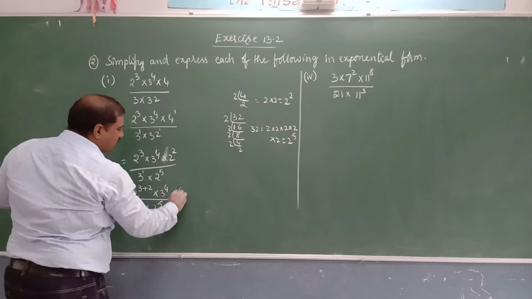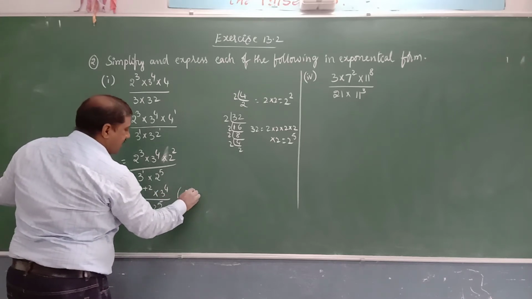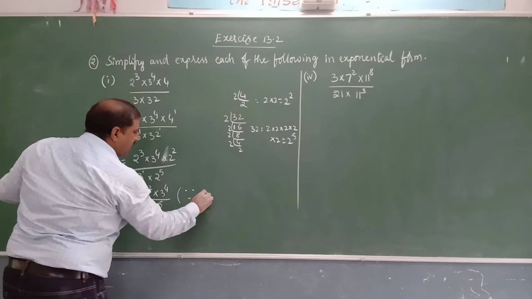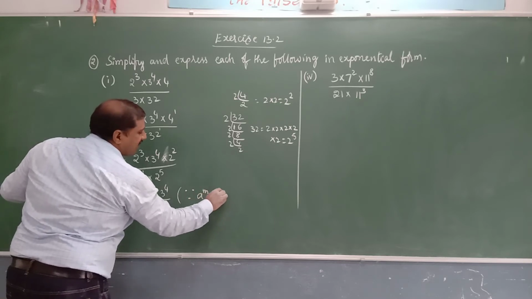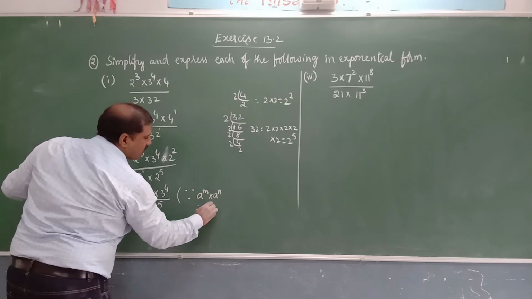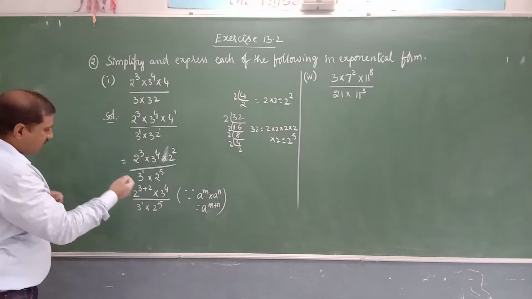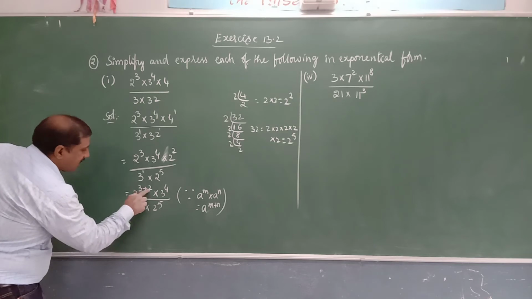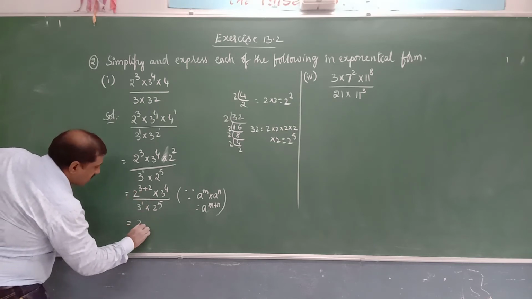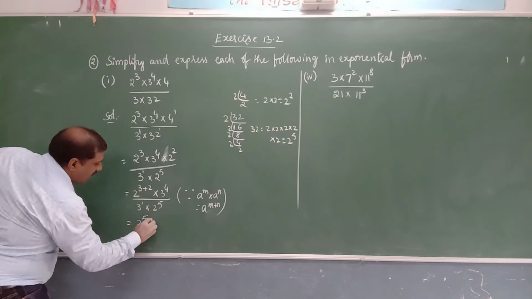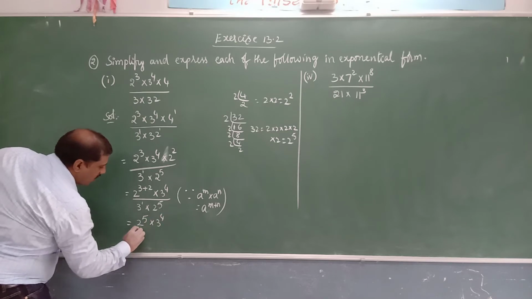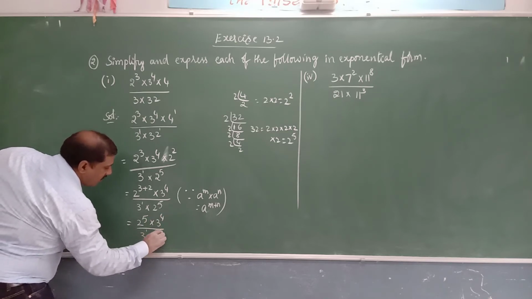So what law do we use here? Since it is a to the power of m into a to the power of n, that is equal to a to the power of m plus n. Now simplify this. We get 3 plus 2, it is 5. Now it is 2 to the power of 5 into 3 to the power of 4 divided by 3 to the power of 1 into 2 to the power of 5.